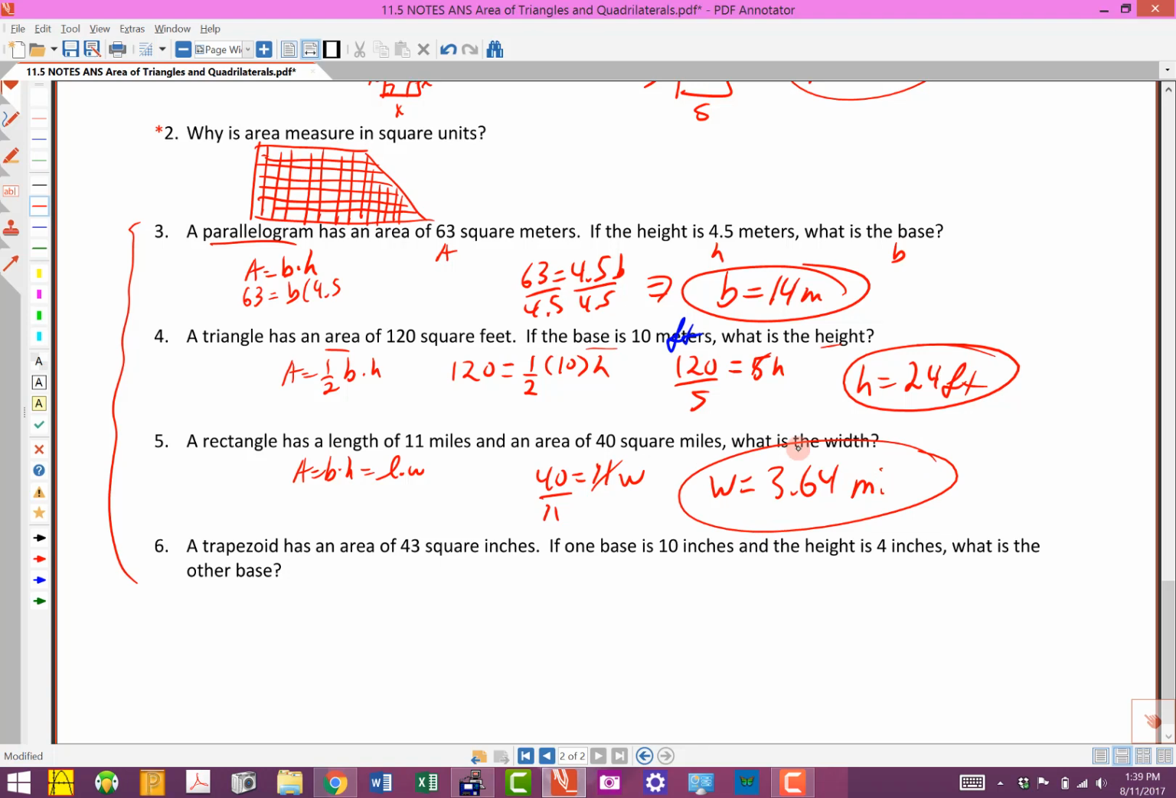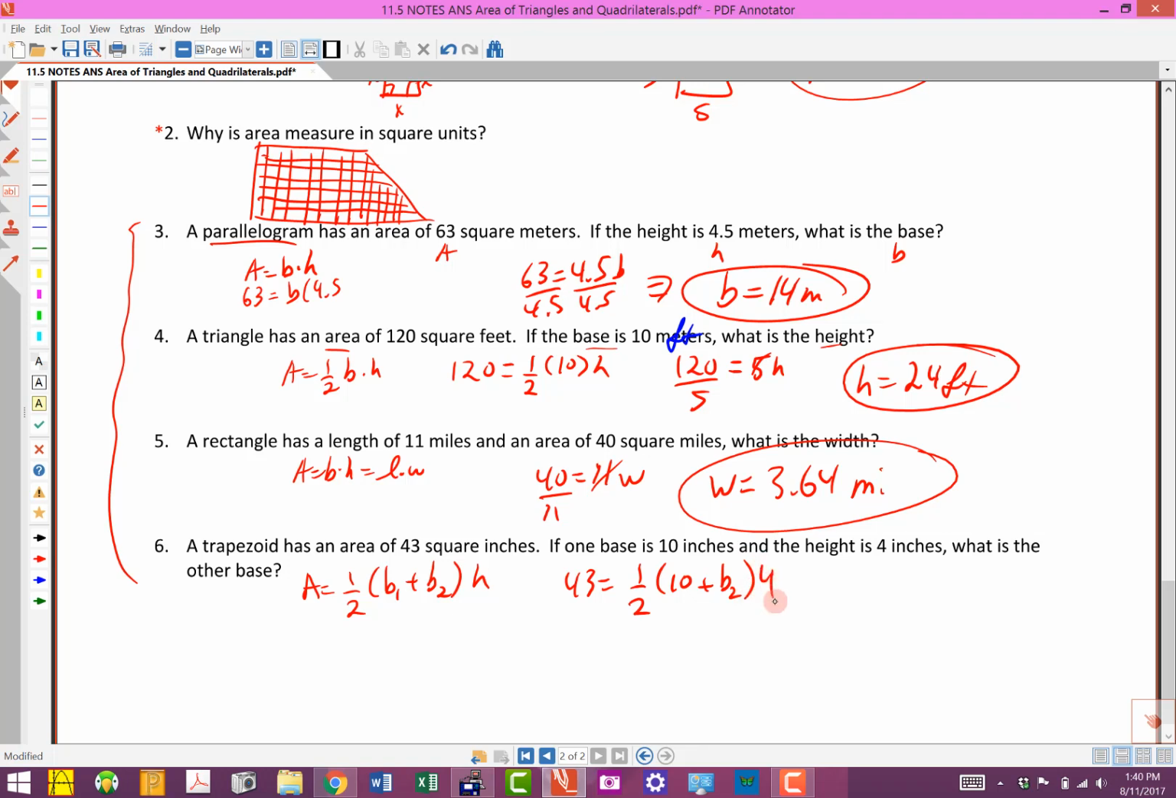And then here's the last one. We've got a trapezoid. It's got an area of 43 square inches. One of the bases is 10, the height is 4. What's the other base? So remember our formula, 1/2 times (B1 plus B2) times the height. I think this is going to be kind of interesting. Area is 43, 1/2, one of the bases is 10. We don't know the other one, so I'll call that B2. And then the height is 4.